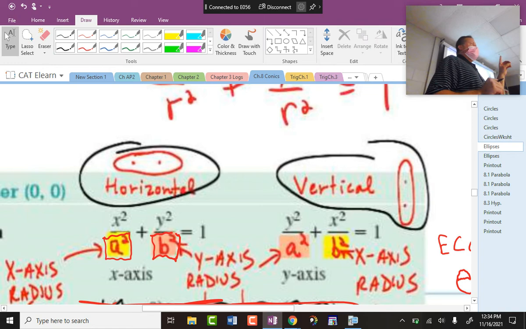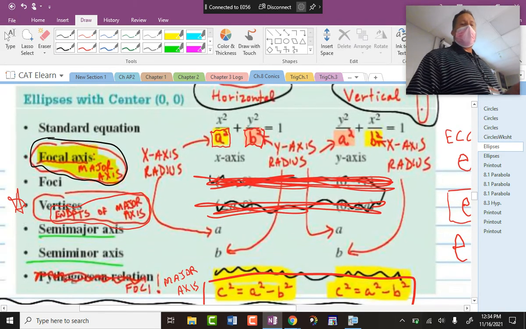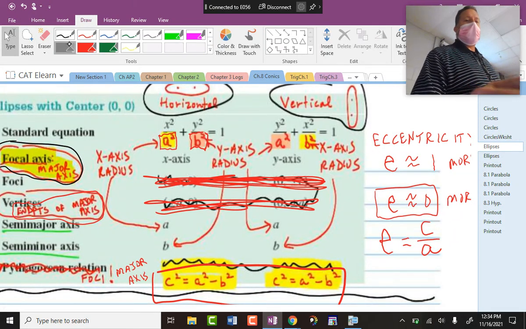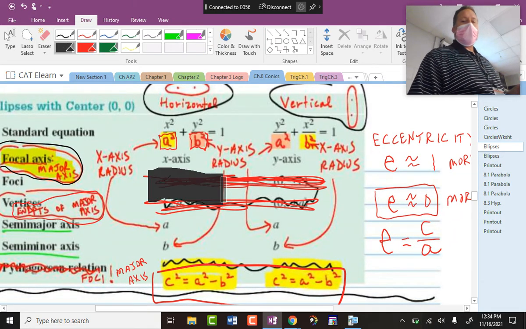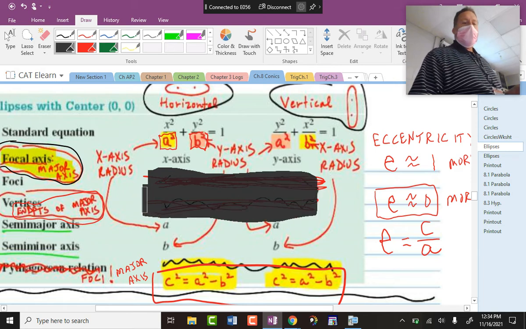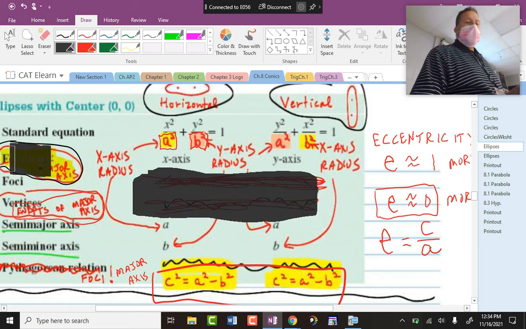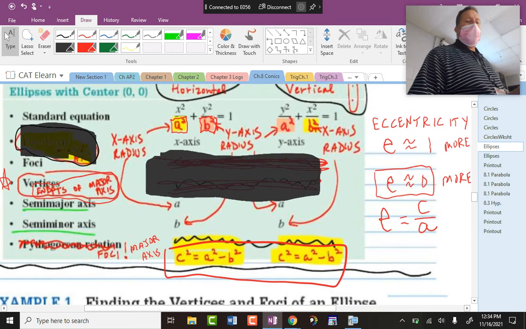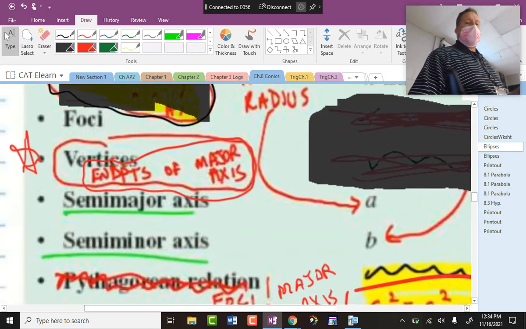Now, the next part, this is going to look scary. This is why I have this all hacked apart, because I couldn't care less about a lot of this stuff. Doesn't that look scary and memorizing? And there's a whole bunch of stuff here. I'm just going to destroy it. I don't care about the focal axis. I do care about the foci, and I do care about this term, the vertices.